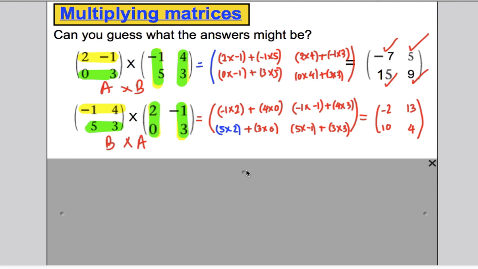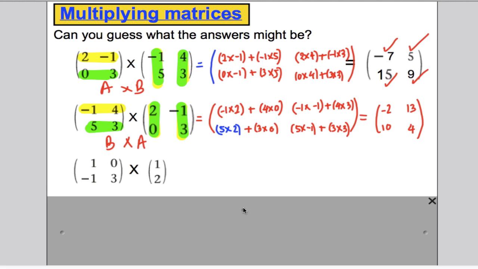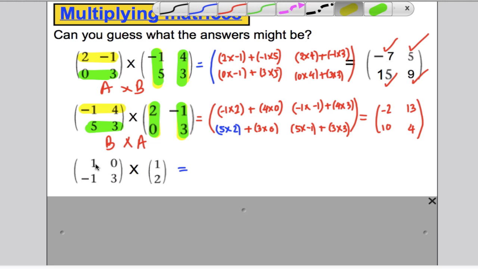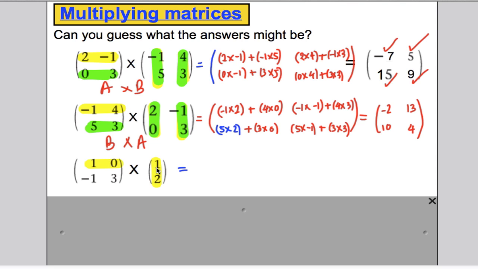Okay, next one. Why don't you try this one? Can you have a go at that one for us? Right, let's have a go. Remember here to have a go at it. That times that multiplied by those. So I would get myself 1 times 1 plus 0 times 2. Okay, and I've done everything now in the top row. There's nothing else to multiply.